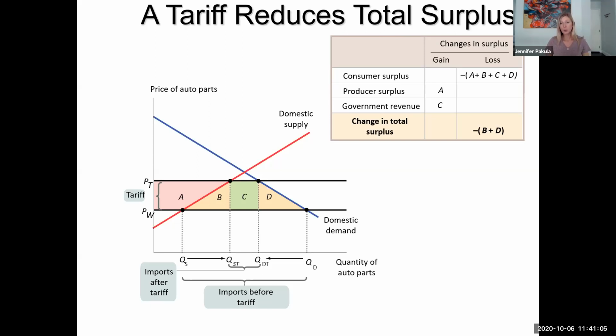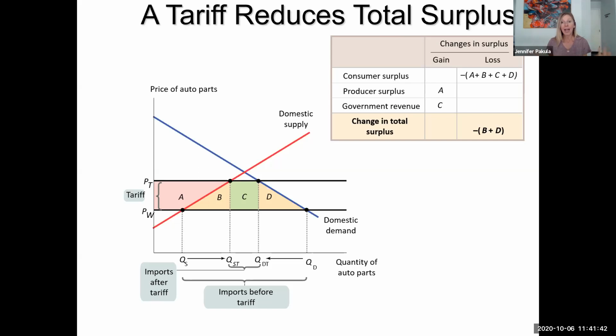Now, producers are gaining here. They gain by letter A. Before the tariff, they had that very tiny triangle below PW above the red supply curve. Okay? And it's that small triangle, it's white again, very tiny. With the tariff, the price goes up to PT, so producer surplus is the area below the price above supply. So now it's a larger triangle. They pick up area A.